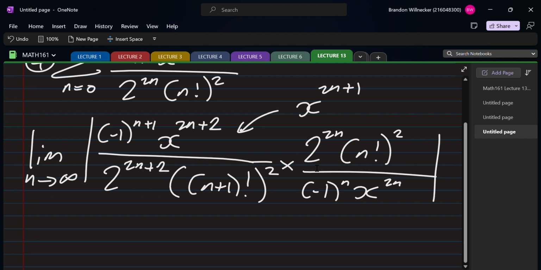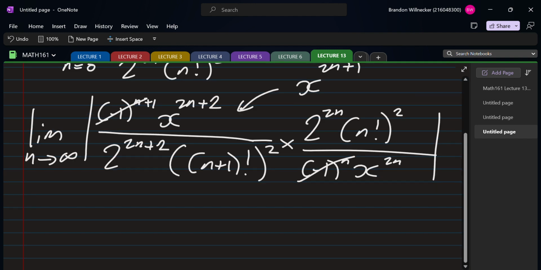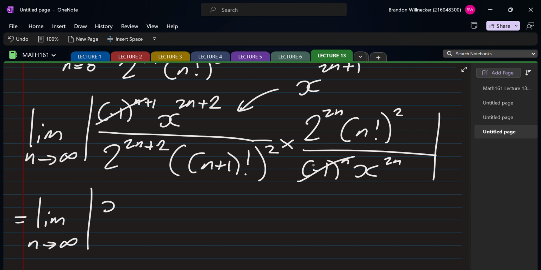So if it's positive or negative, doesn't matter, any negatives go away. So there and there, that goes away immediately. As for the rest of the terms, we need to expand out a bit. So this will be the limit as n goes to infinity, absolute value x to the 2n times x squared. Okay, just expanding that one out.